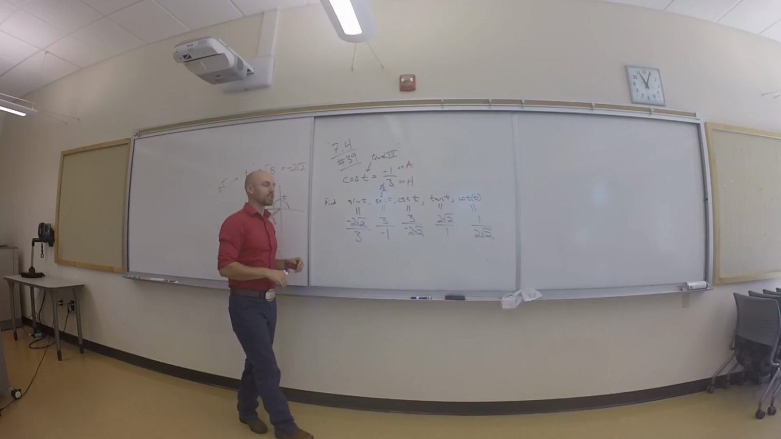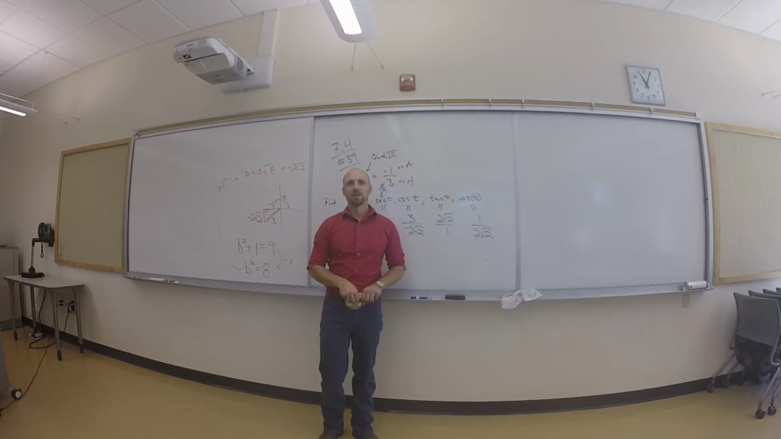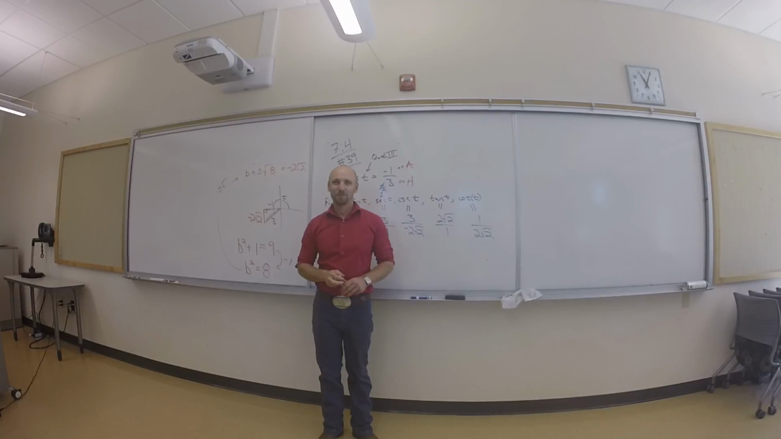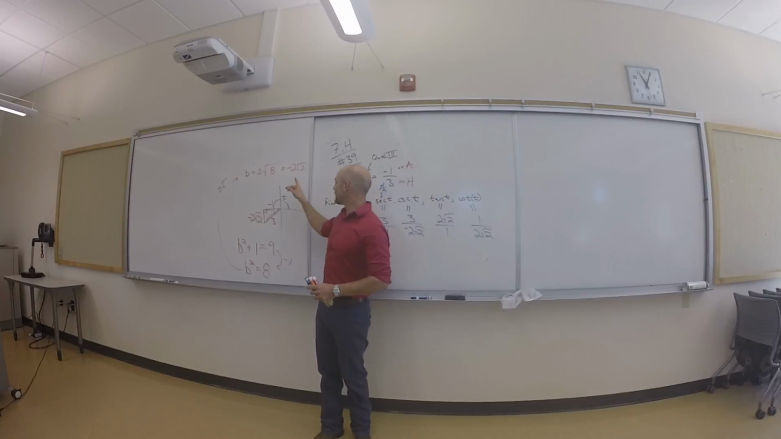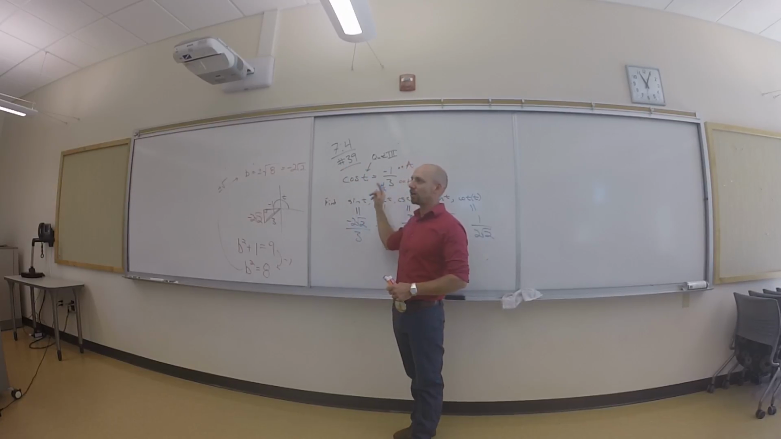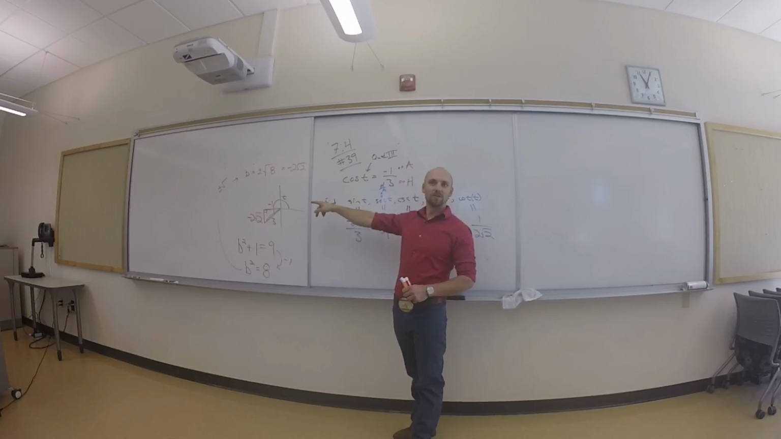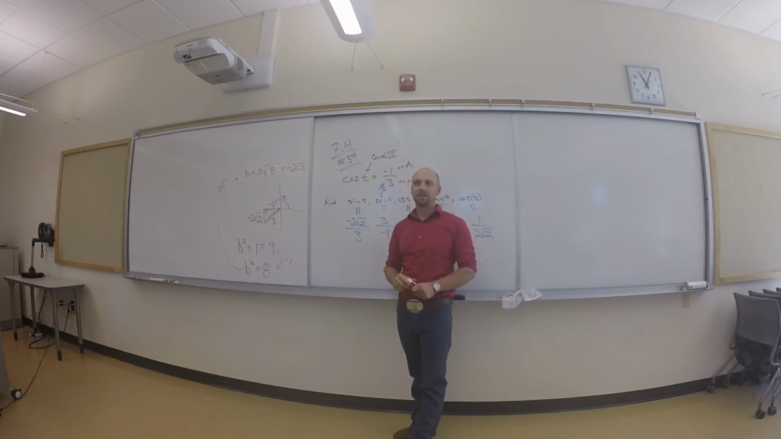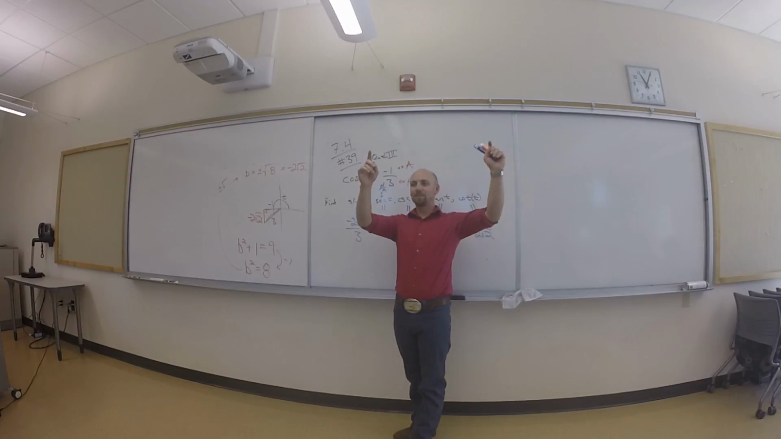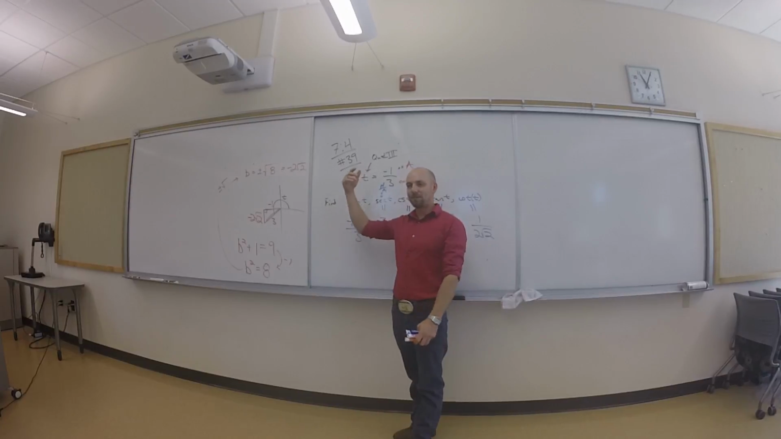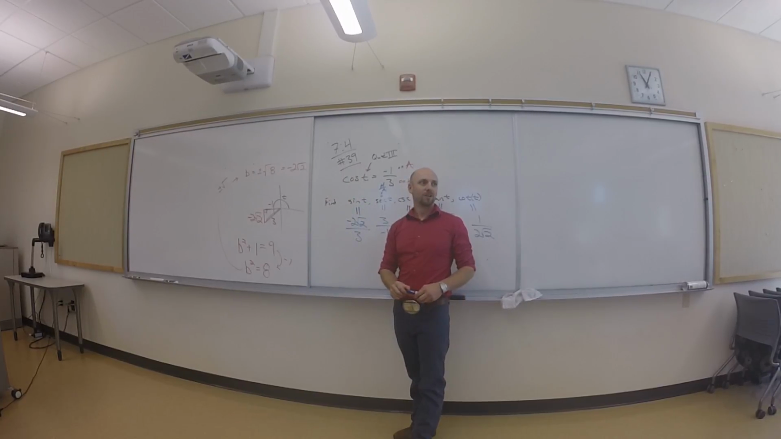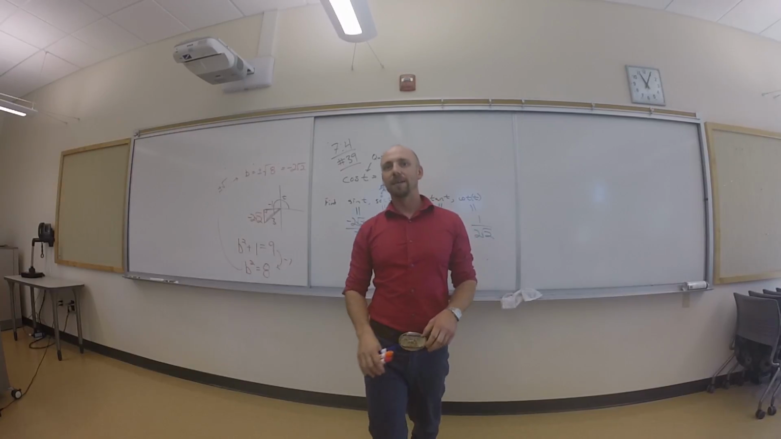What was the other option? How else could I have gotten that? Instead of arbitrarily labeling a triangle, how could I have gone straight from cosine to sine? Cosine squared plus sine squared equals 1. Perfect, the Pythagorean identity, right? Which is the same thing, just done in a different way. You guys cool? All right.